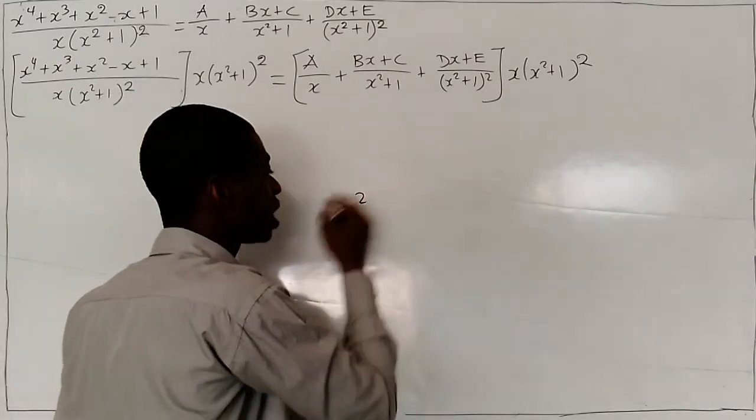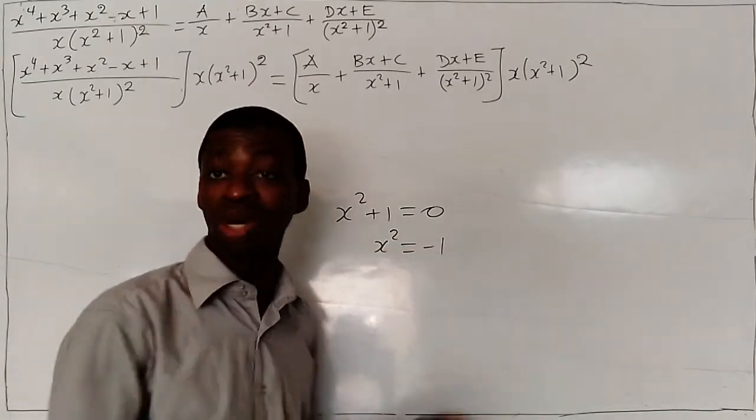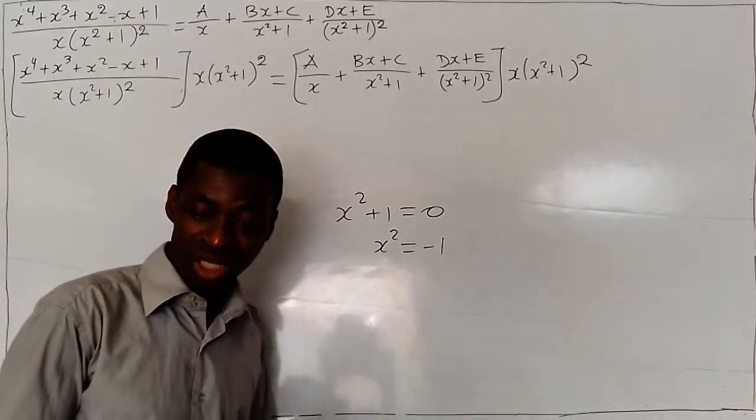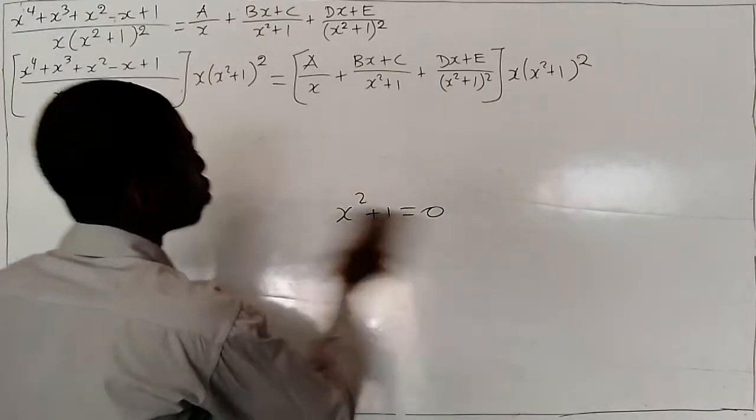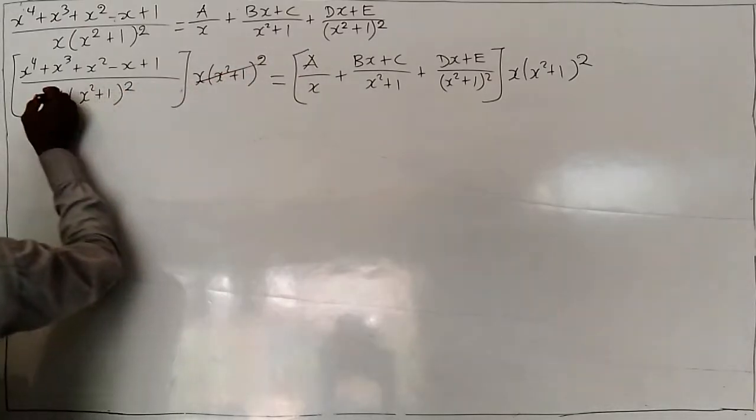Now, why do we say the denominator cannot be factorized? Because if we say x squared plus 1 equals 0, that means x squared equals minus 1. The solutions will be imaginary solutions. Alright, so now quickly, this one we cancel.